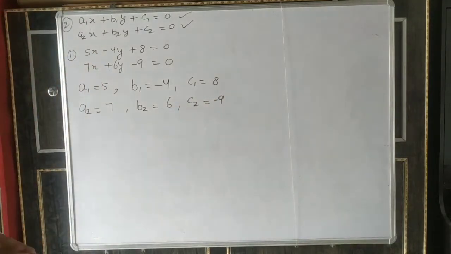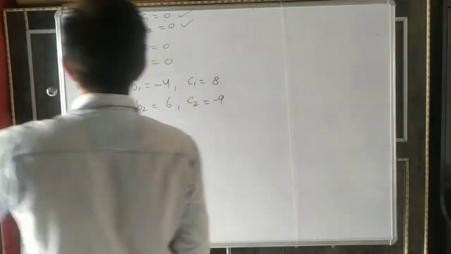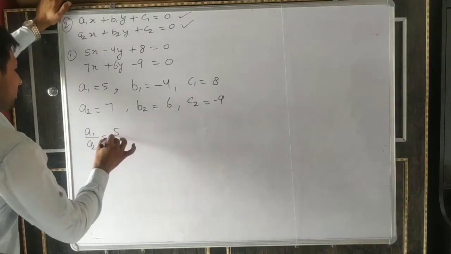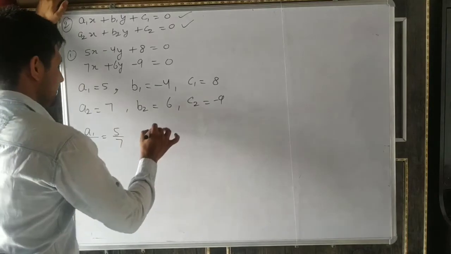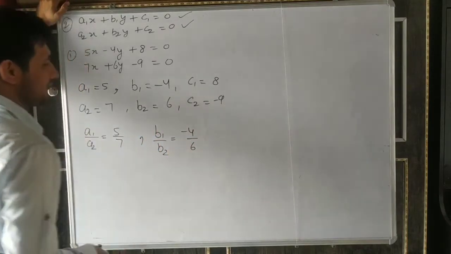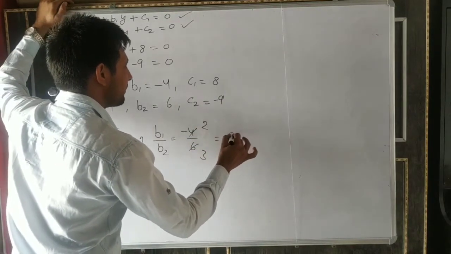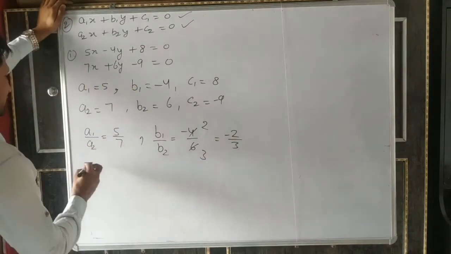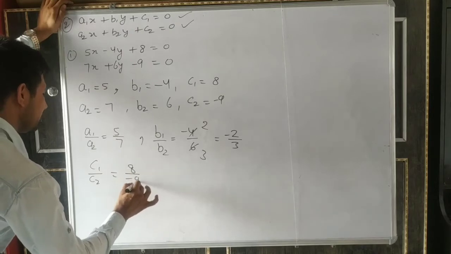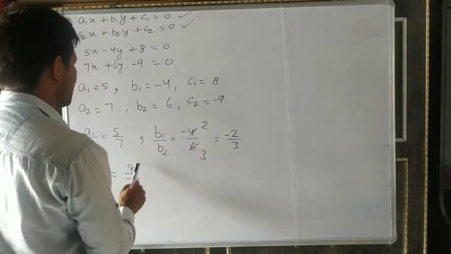Now how will we compare? By comparing ratios. A1 by A2, 5 upon 7. Any common factor? No. B1 by B2, how much? Minus 4 divided by 6. We can cut by 2: 2 and 3. So it is minus 2 upon 3. Next is C1 upon C2, 8 upon minus 9. Is any one equal? No. It is 5 by 7, minus 2 by 3, and 8 upon minus 9.